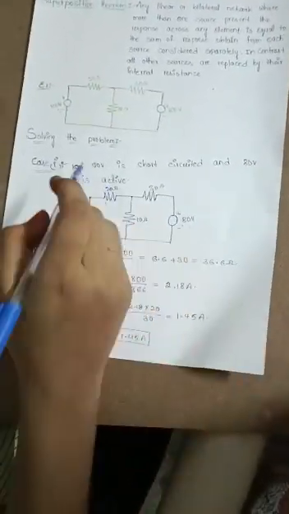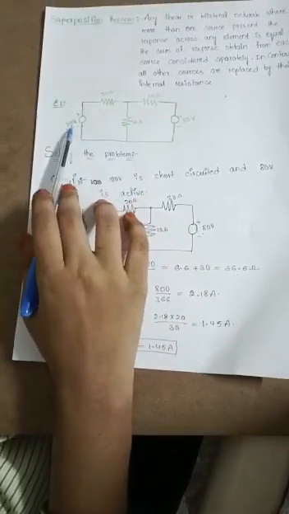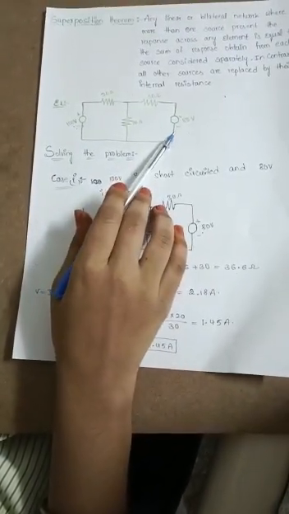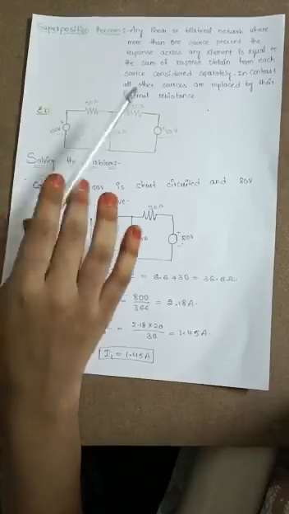This is the problem: calculating the current through the 10 ohm resistor by two voltage sources using the superposition theorem.